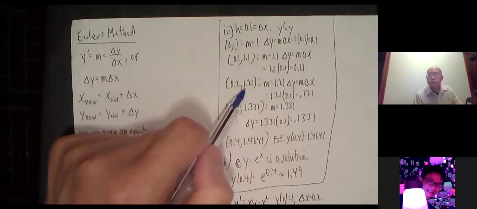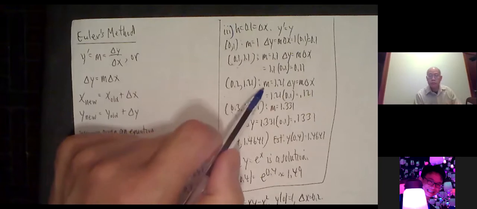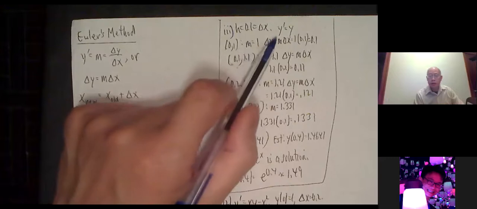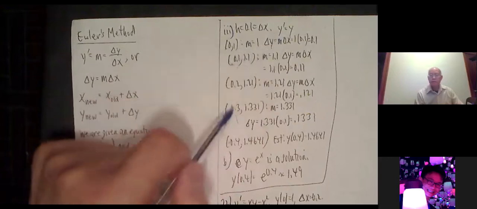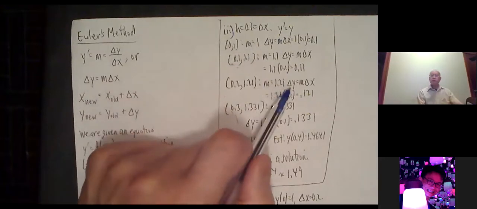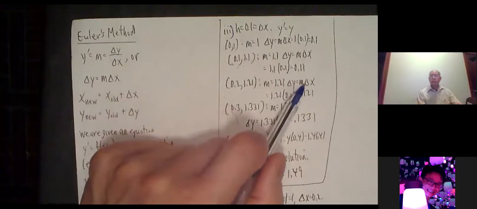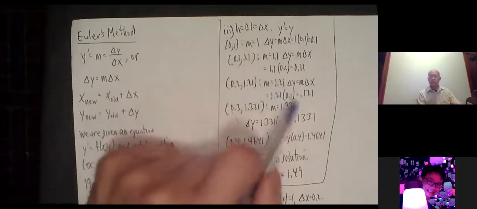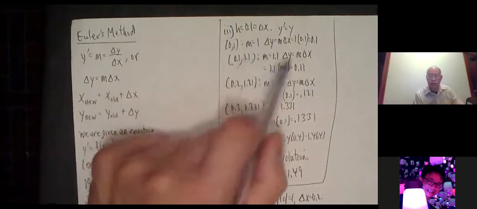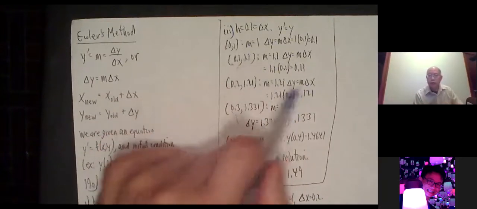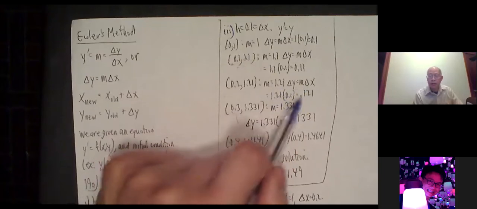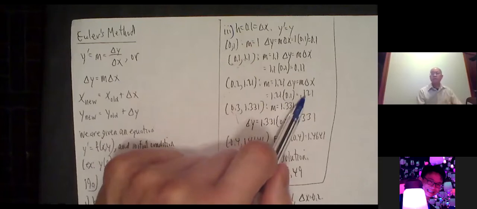Okay, halfway through, 2 down, 2 to go. Do it again. What's the slope? 1.21, because y prime is equal to y, 1.21. Do this again, delta y equals m delta x. You can put all this on your cheat sheet if you wish, or you can put some examples. Okay, delta y is 1.21 times delta x, 0.1, 0.121.